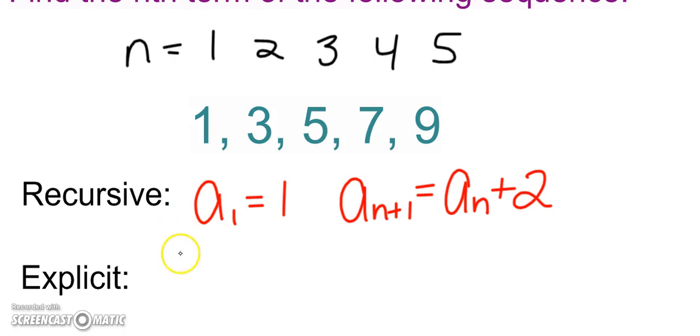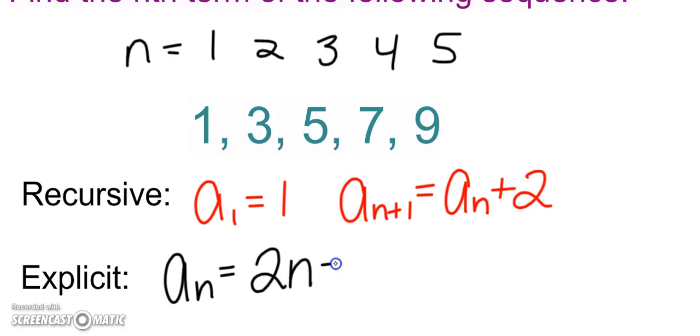Thinking about a pattern for a sub n, okay? This one we have a twice each time, right? Well, 2 times 1 is 2, minus 1 is 1. 2 times 2 is 4, minus 1 is 3. 3 times 2 is 6, minus 1 is 5. So it looks like we're taking twice our n value and then subtracting 1.